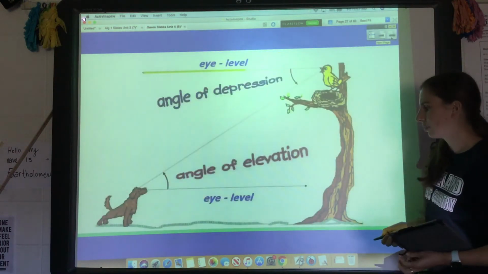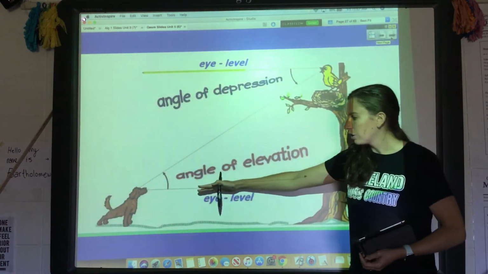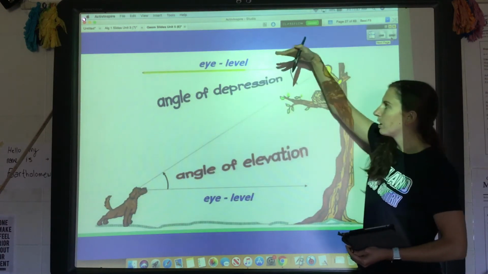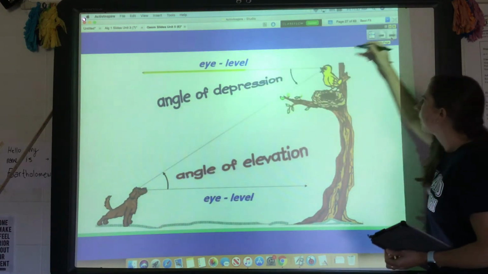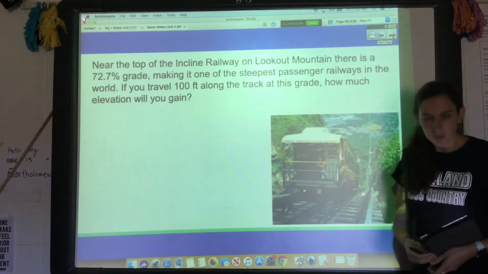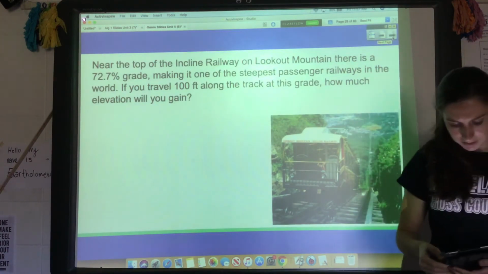Here's one final example. Again, elevation starts horizontal and goes up. Depression starts horizontal and goes down. All right, so here's one more example that we'll take a look at.